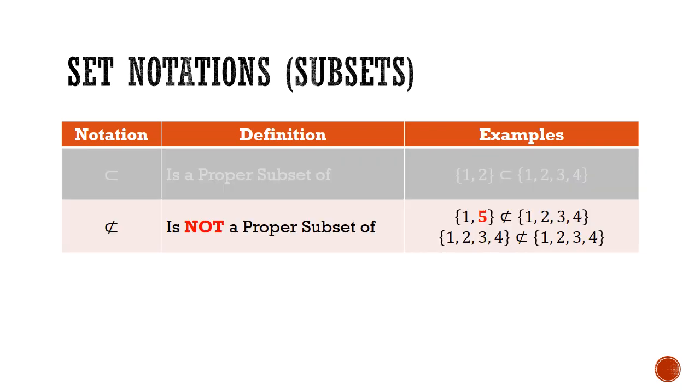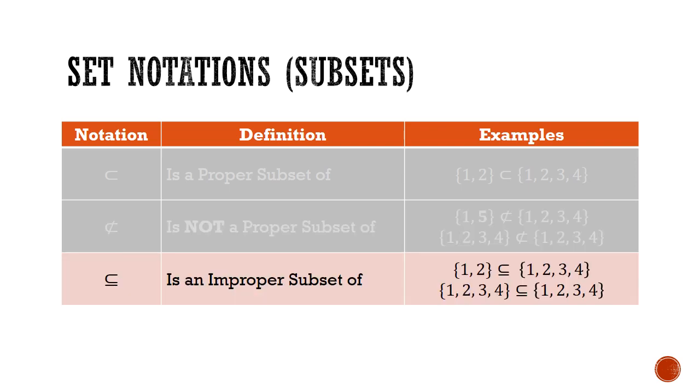On the other hand, if we cancel away the subset symbol, then the new symbol means not a proper subset of. In this example, the set containing 1 and 5 is not a proper subset of the set containing 1, 2, 3, and 4, because while 1 is found in both groups, 5, which is found in the smaller group, is not found in the larger group. To contrast between proper and improper subset, a set can never be a proper subset of itself.